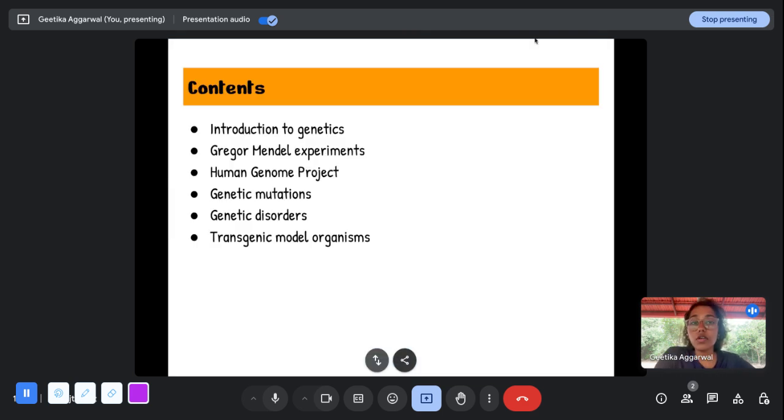Moving on to the contents of this week, the lecture started out with an introduction to genetics, the role of Gregor Mendel and why he is called the father of genetics, and the discovery of the chromosome and the DNA. It then talked about the Human Genome Project and how it led to the sequencing of the entire human genome. We also discussed genetic mutations and how they lead to genetic disorders, and how transgenic model organisms are used in research to understand genetics and inheritance.